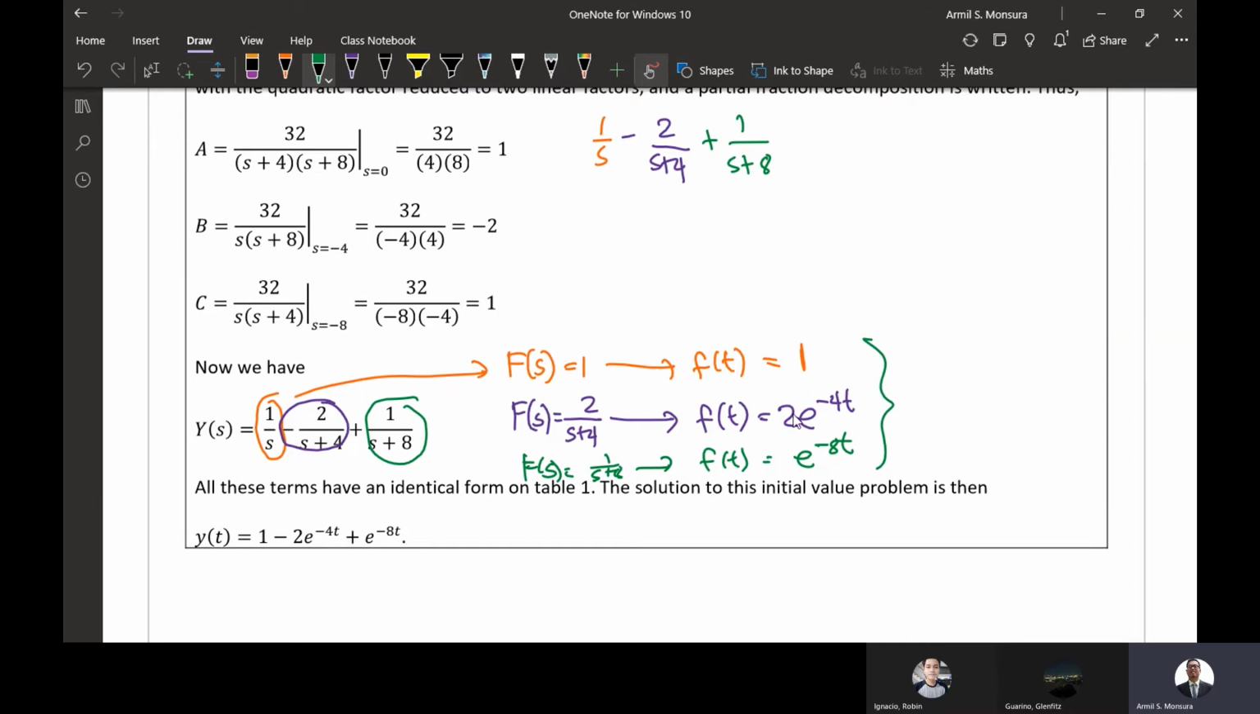So, ngayon, adding the results, okay, again, ang inverse ng Y of s ay y of t. Okay, so ito would lead you to the inverse transform ng 1. Ito naman would lead you to inverse transform of negative 2 e raised to negative 4t. And then finally, ito would lead you to an inverse of e raised to negative 8t.